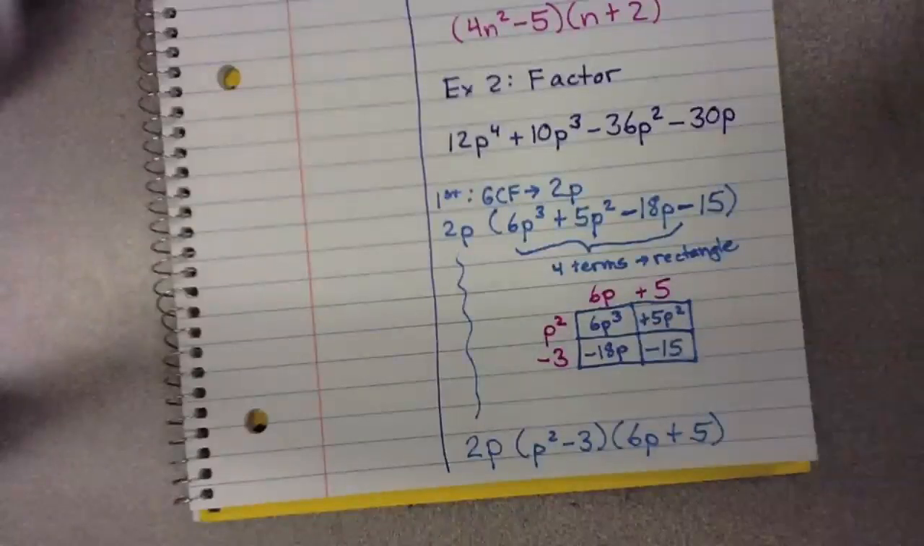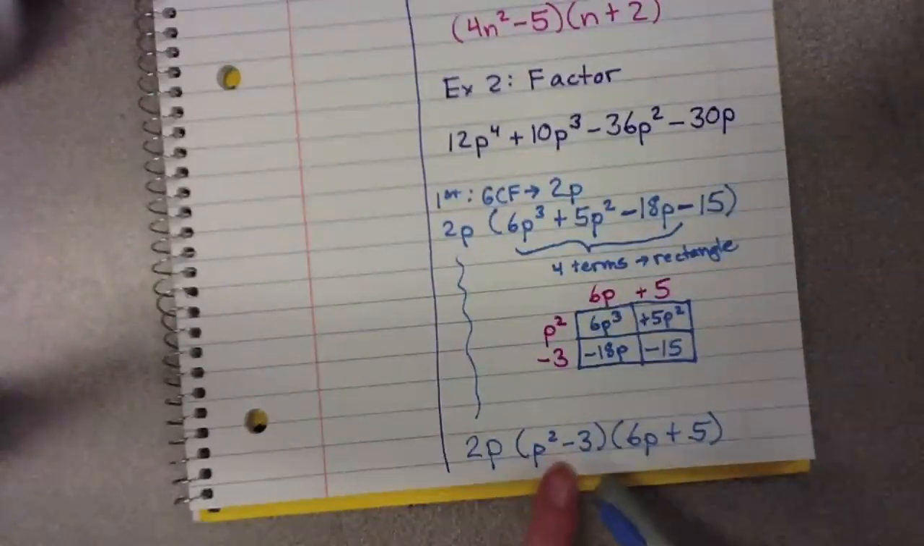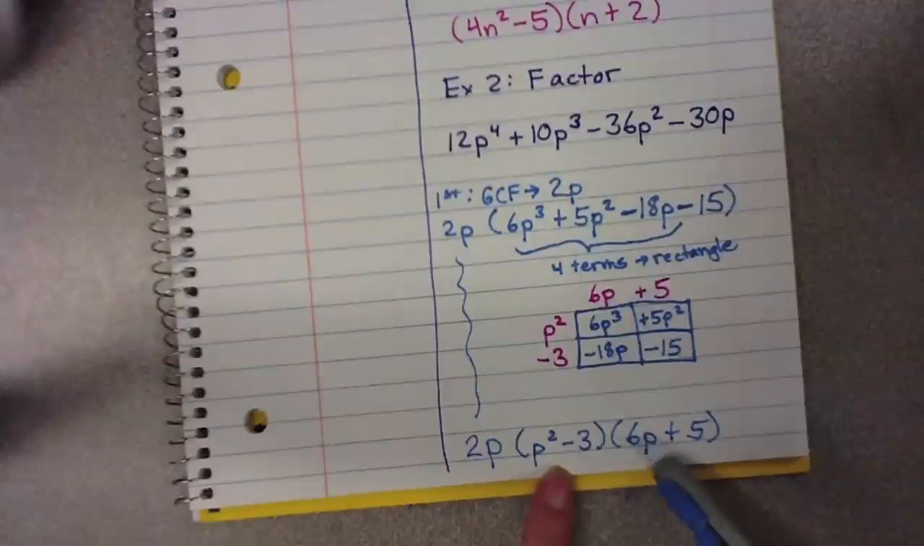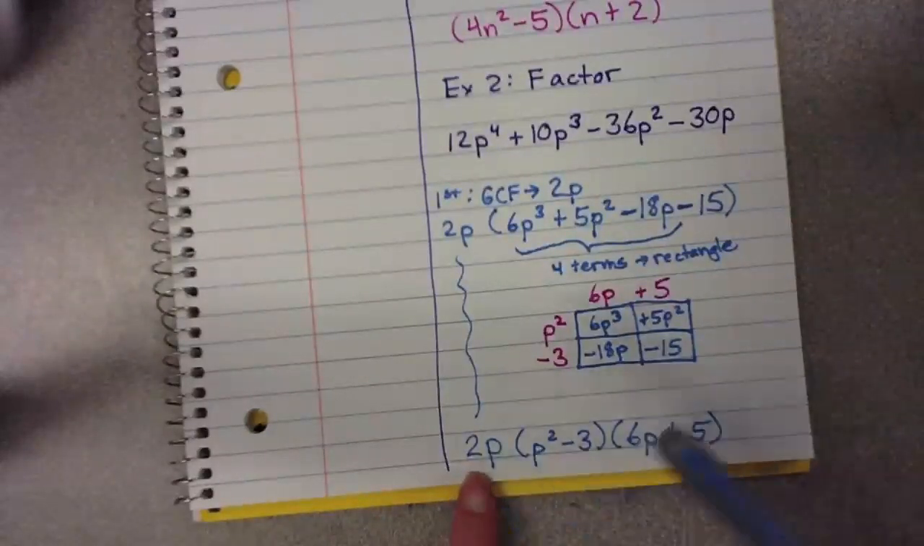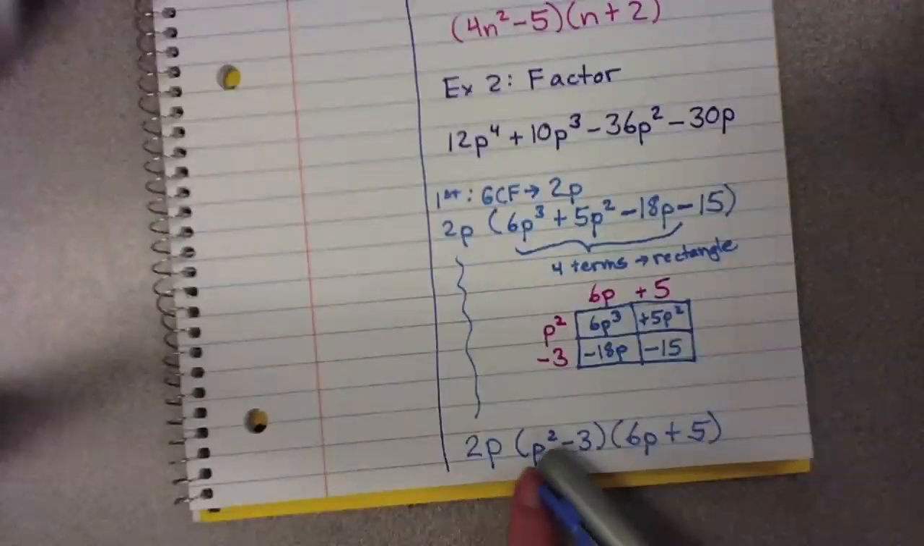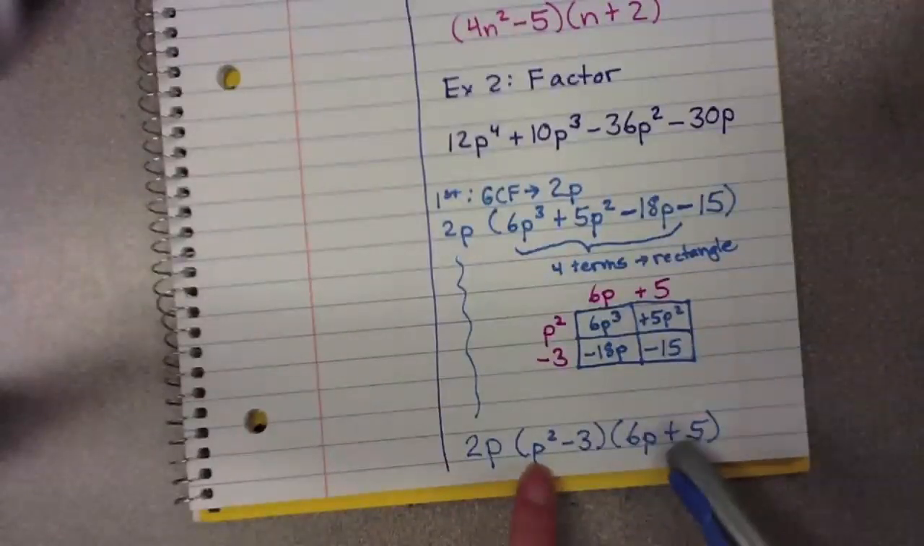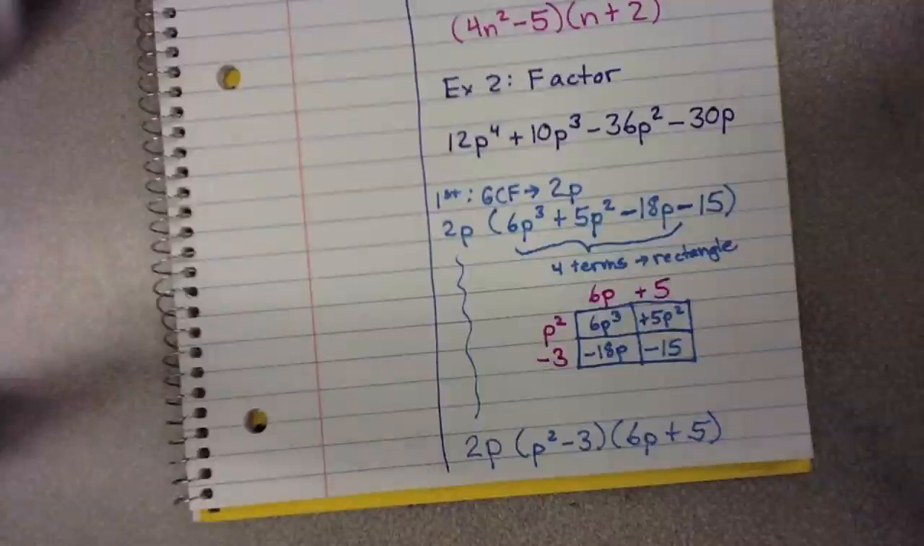Kirsten? Yes. Does it matter what order you put, like p squared minus 3 and 6? Does it matter if that one's first? It really doesn't matter. This should always be first. And then the general rule is the highest exponent right there would go first. Any others? Any other questions?